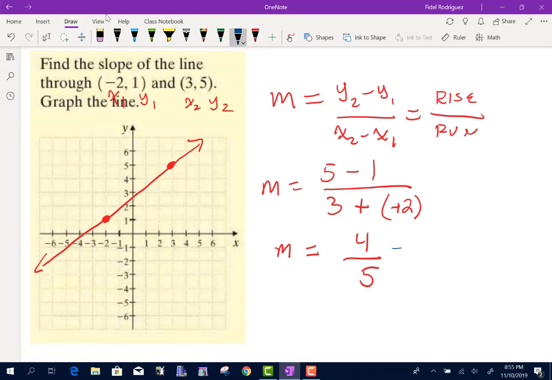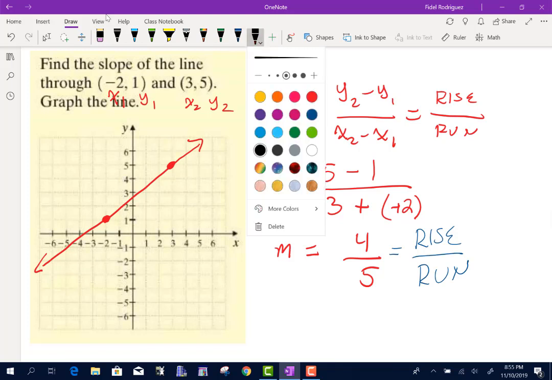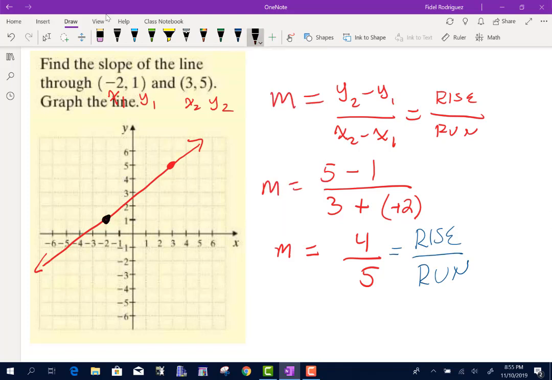Remember, the number on the top is what we call our rise. The number on the bottom is what we call our run. So just to think about this for a minute, guys, if I were to start at, say, this point right here, I would have to rise 4 spaces. So 1, 2, 3, 4. And then I'd move to my right, 1, 2, 3, 4, and 5.